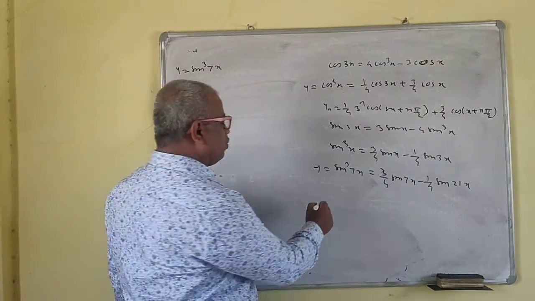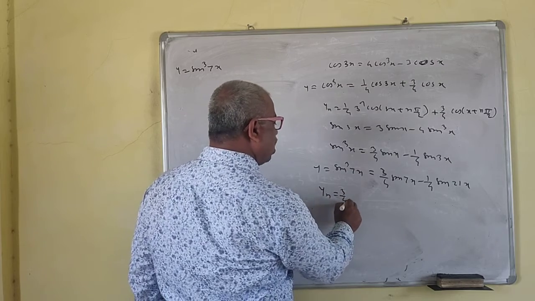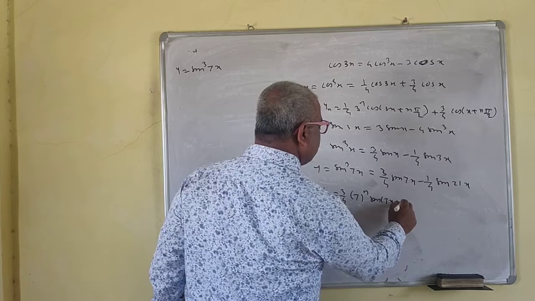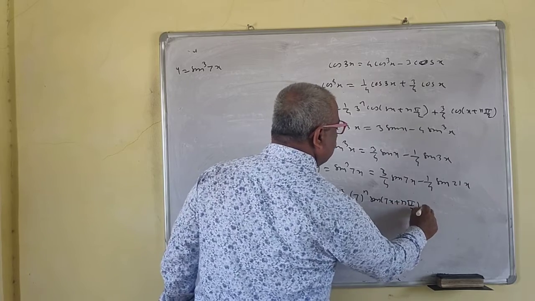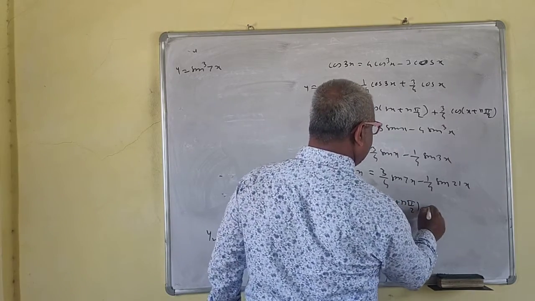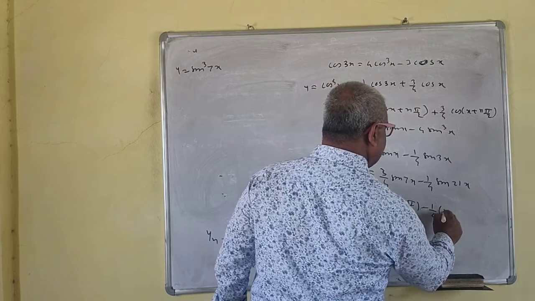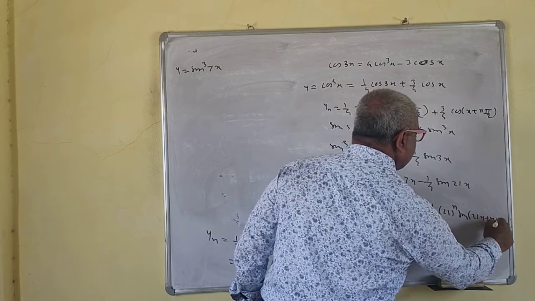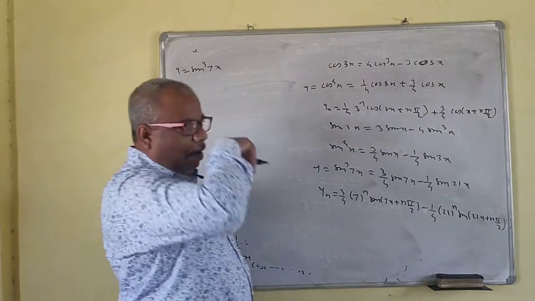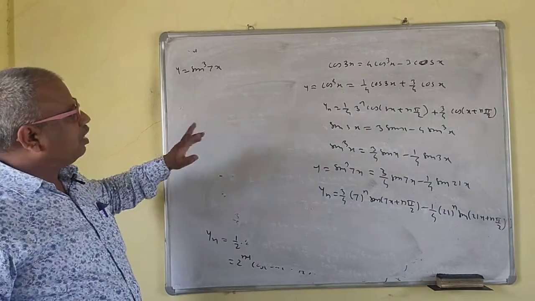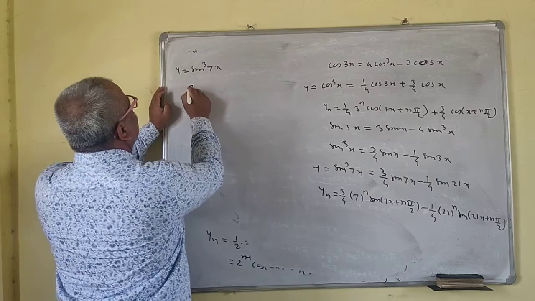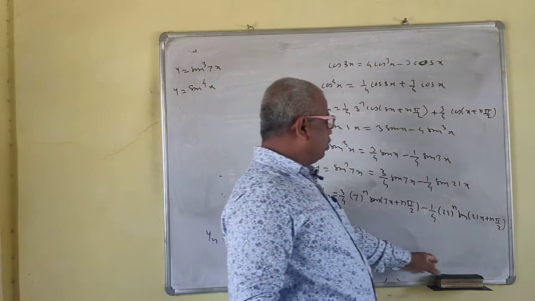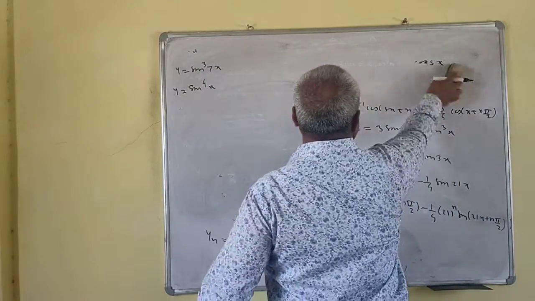Now your y is what then? yn is equal to 3 by 4, 7 raised to n sin of 7x plus n pi by 2, minus 1 by 4, 21 raised to n sin of 21x plus n pi by 2. So in this way you can differentiate. So what we did for the cos. Now you want to find sin to the power 4 is equal to. So what to do with it? So you know that.